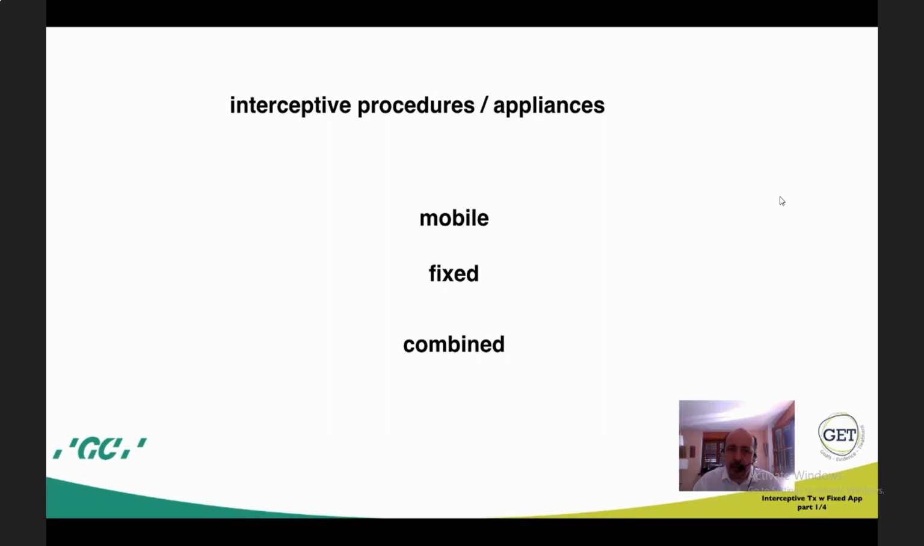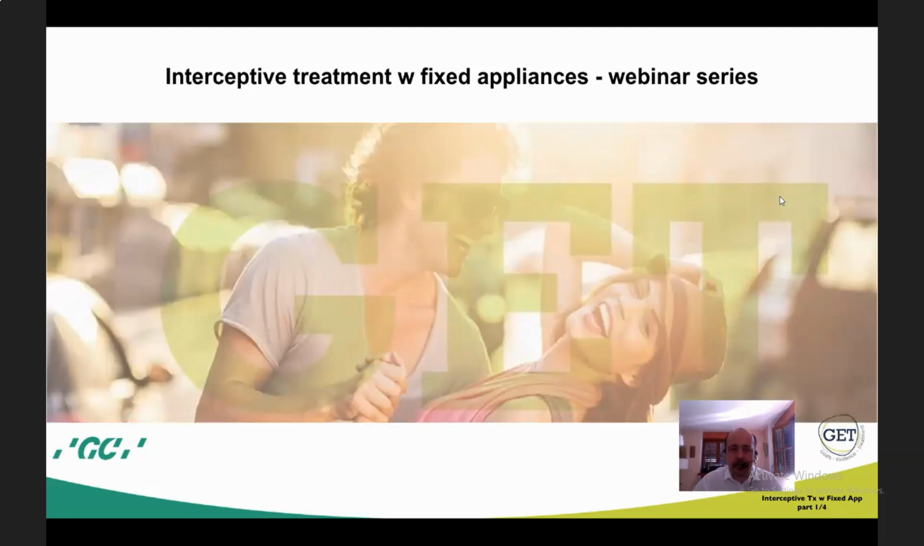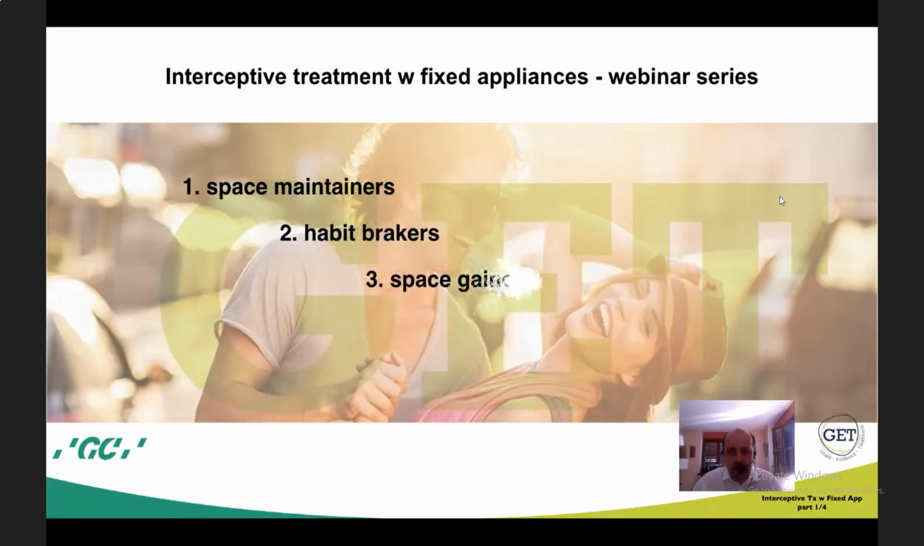So the interceptive procedures or appliances can be divided into mobile, fixed, and combined. I would like to introduce shortly what we are going to cover during this series of four topics of interceptive treatment with fixed appliance webinars. First we're going to do space maintainers. Later we will do habit breakers. Then we will look at space gainers, and then just a little bit on canine motion. Let's start with the space maintainers.